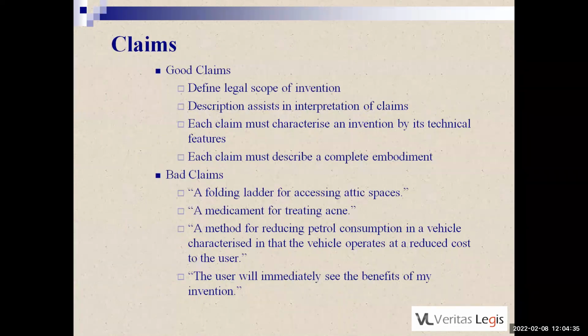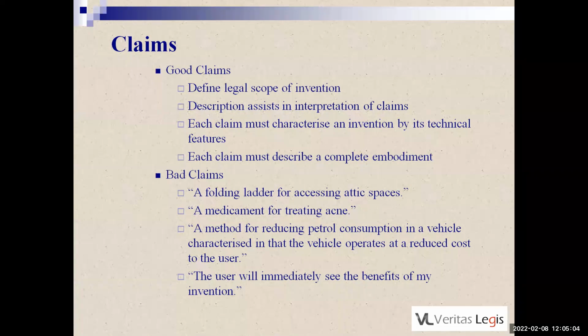Okay. So basically these are the most important part. We have to take care of drafting the claims. Now, there can be good claims and there can be bad claims. What are good claims? Those that define the legal scope of your invention. The full description assists in the interpretation of claims. Each claim must characterize an invention by its technical features, and each claim describes a complete embodiment.